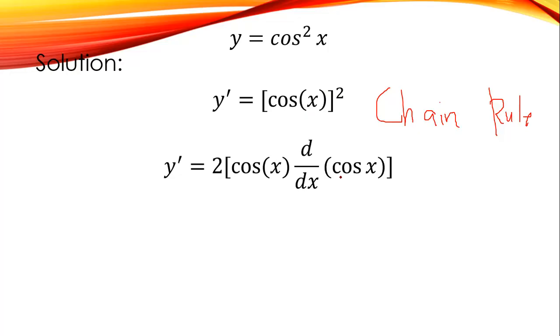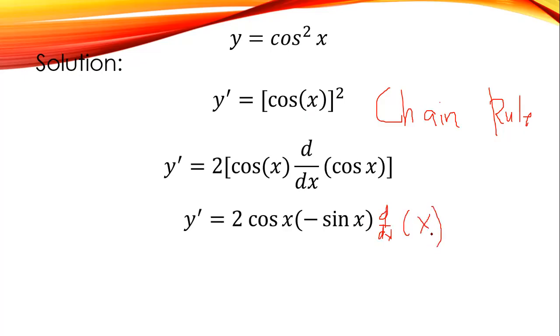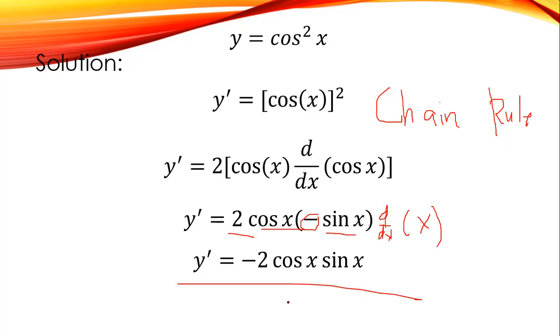So now, what is the derivative of cosine x? The derivative of cosine x is negative sine x. In this part, there is still d over dx, the derivative of x. I just did not show it. The derivative of x is equal to 1, so it does not change anything, so I did not write it. So, simplifying this, 2, and then we have negative. 2 multiplied by negative is negative 2, cosine x, copy, and then sine x. Therefore, the derivative of cosine squared x is equal to negative 2 cosine x sine x. So that's it.